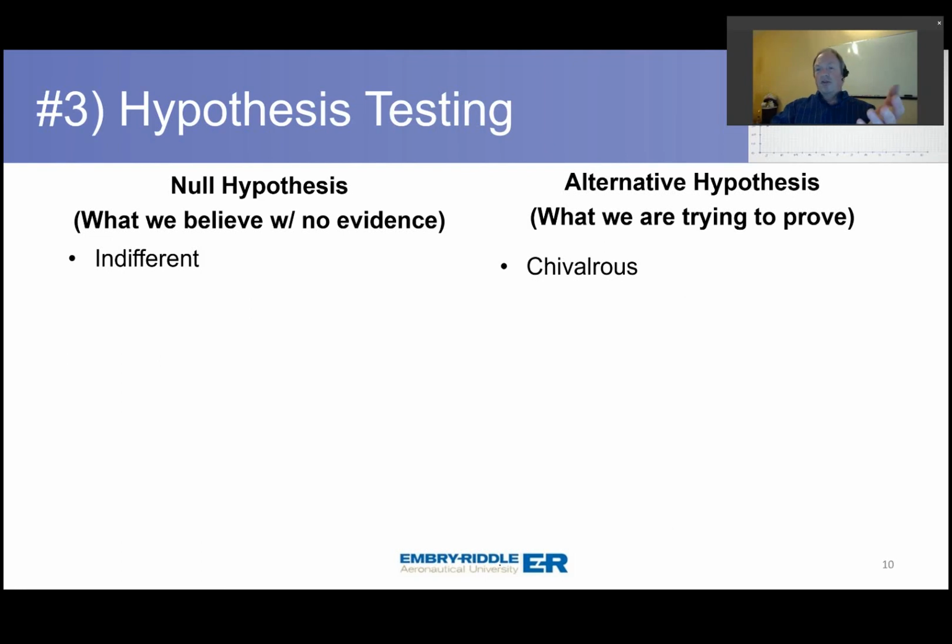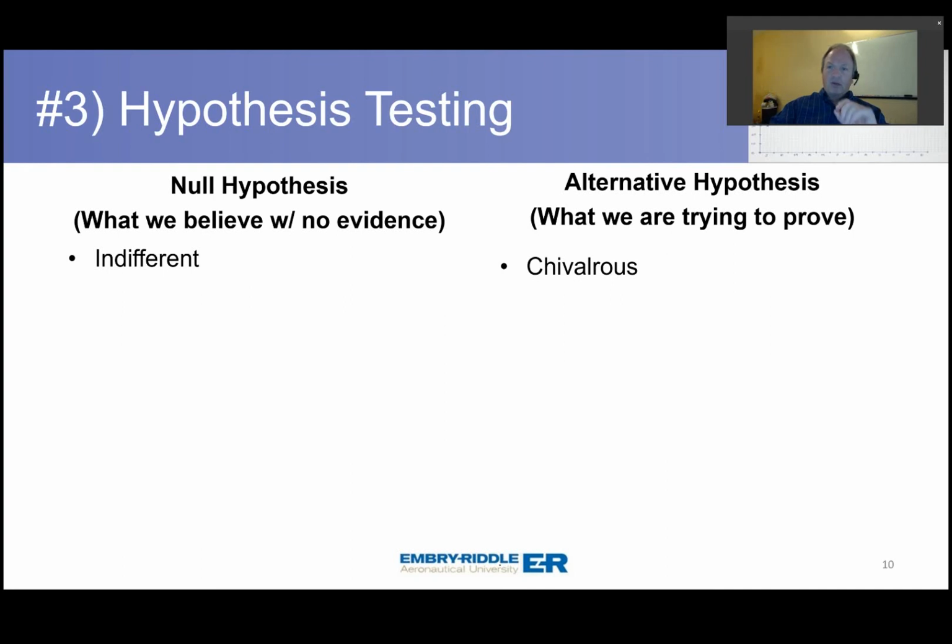Now, we can't do a statistical study based on these two characterizations. This is too airy-fairy, too qualitative. We need to make this question quantitative. So I'm going to make this a question now about the percentage of males in the population that would open the door for a female.